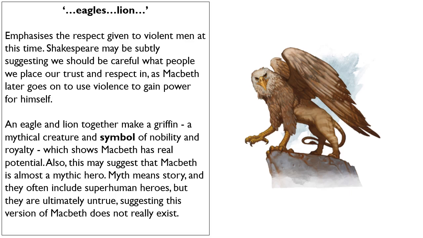There's an interesting idea about an eagle and a lion that when they're put together, they become a griffin, a mythical creature, a mythological creature. Now, griffins have been symbols of nobility and royalty for many, many years. And so eagle and lion suggests he's got the potential for nobility, the potential for royalty. It also suggests that Macbeth is almost mythic in scale. His heroism is mythic. Somebody almost like Heracles. A griffin is mythic, so is Heracles.